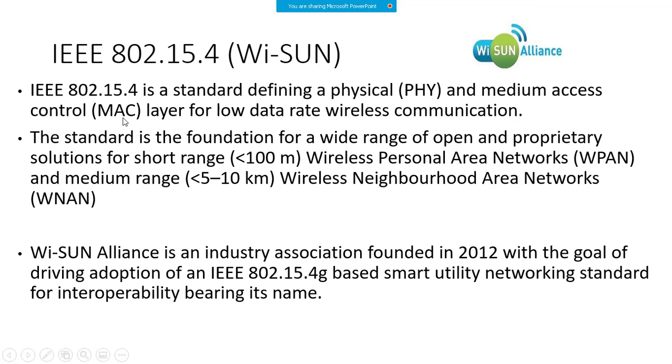So IEEE 802.15.4 is a standard defining a physical and medium access control layer. I already said MAC is a part of your data link layer. Your data link layer has two components, LLC and MAC. So basically 802.15.4 defines the physical and the MAC layer for low data rate wireless communication. Very important: it's not designed to transfer large files over the internet, right? If you want to transfer, let's say, the device status, for example, information like whether the door is open or closed, this is a very useful technology. That's what we are trying to say.